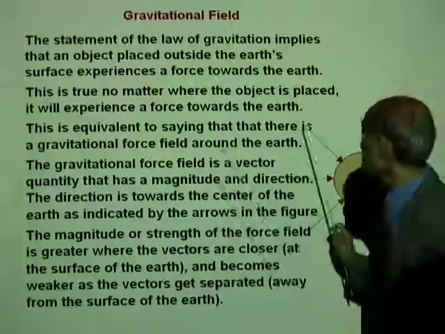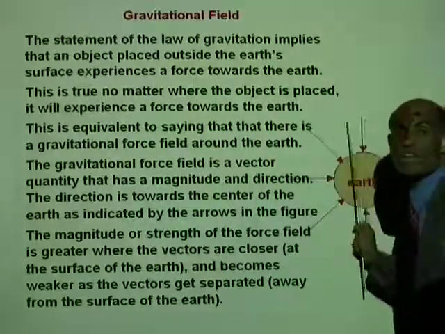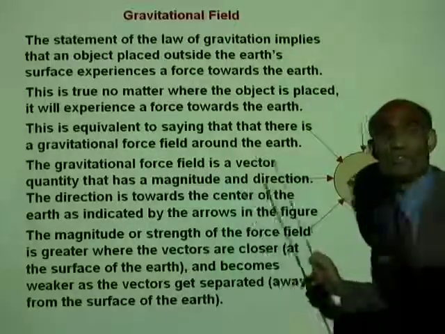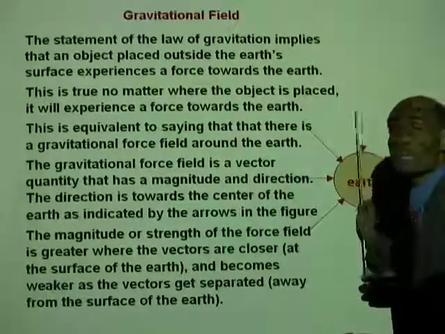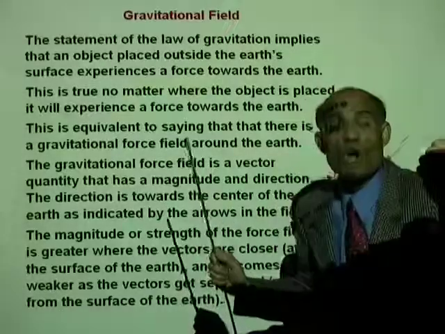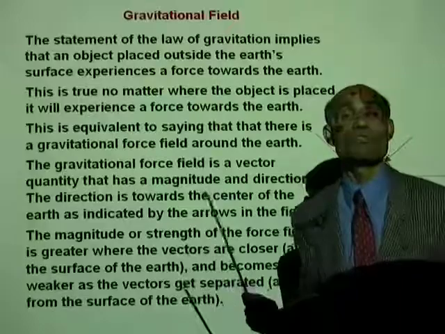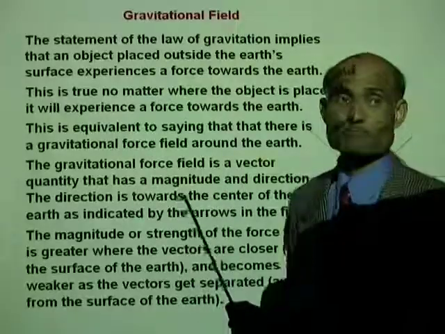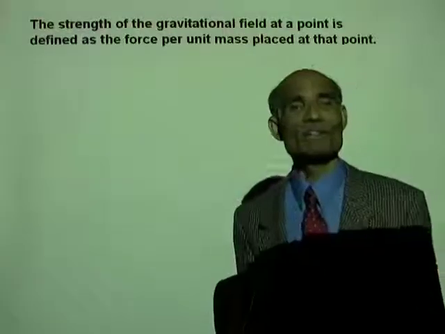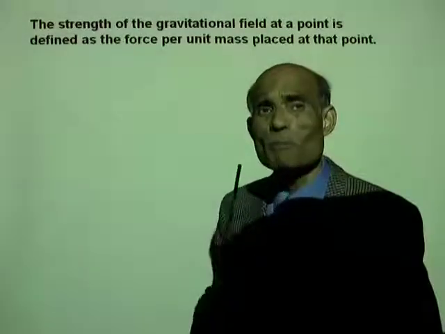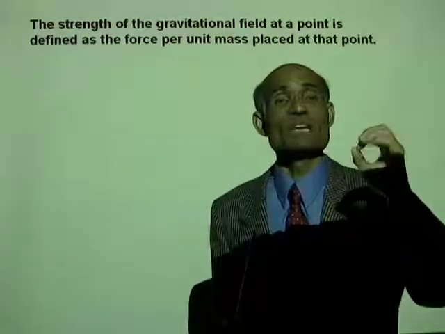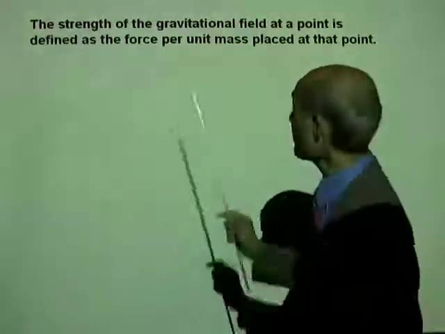So the distance between these field lines, these lines can be called field lines, indicates how strong or how weak the force field is. Well, there is a definition for the strength or the magnitude of the gravitational field at a point. It's a standard definition. Now I want you to learn this.